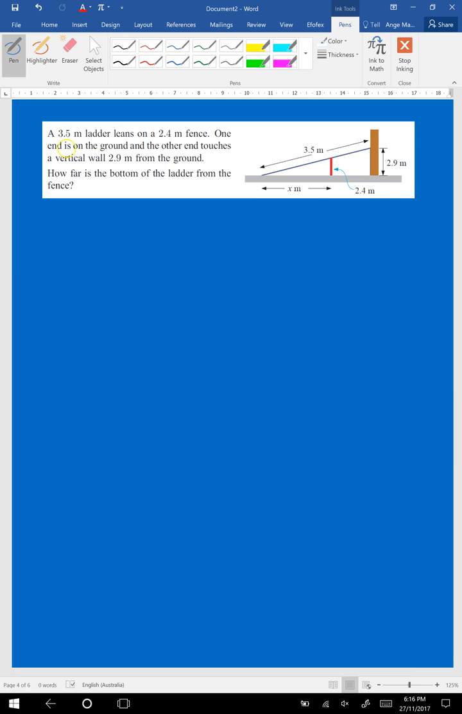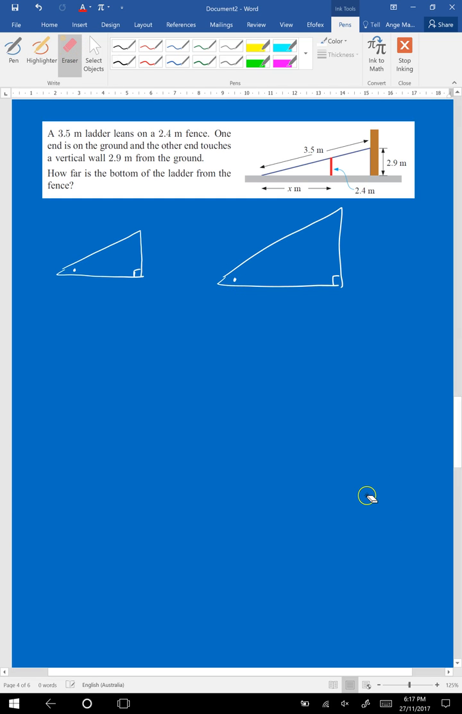Okay, we've got a 3.5 meter ladder. We can see that these are similar triangles because this is vertical, so 90 degrees, 90 degrees, and we've got a common angle that's shared there. Now the first thing I will do is draw these triangles separately, and I don't waste too much time on getting the exact measurements or anything like that. It's just a sketch to help me. But remember, draw in the angles that you know.